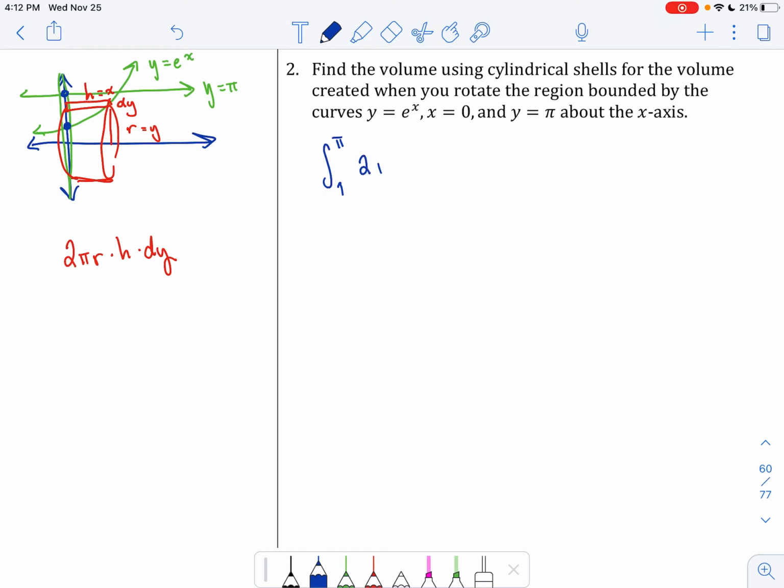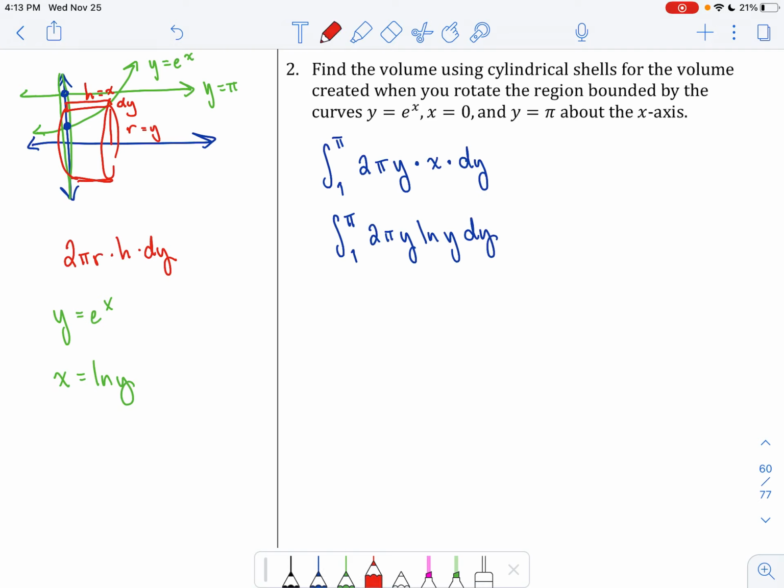So in this case, we're going to have 2 pi r, which is y, times x dy. Now what I hope you notice is that this is the weird one out. Well, I can just rewrite that. Since I know that y is equal to e to the x, that means that x is equal to ln of y. Everything between 1 and pi is positive, so I don't need to worry about negatives, which is really great. And so then what I am actually going to integrate is 2 pi y ln of y dy.